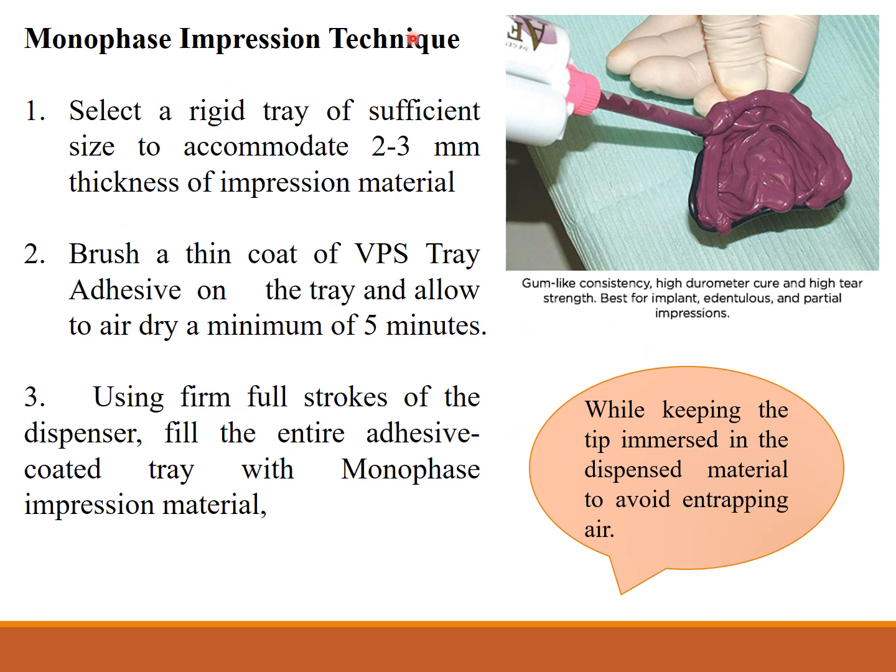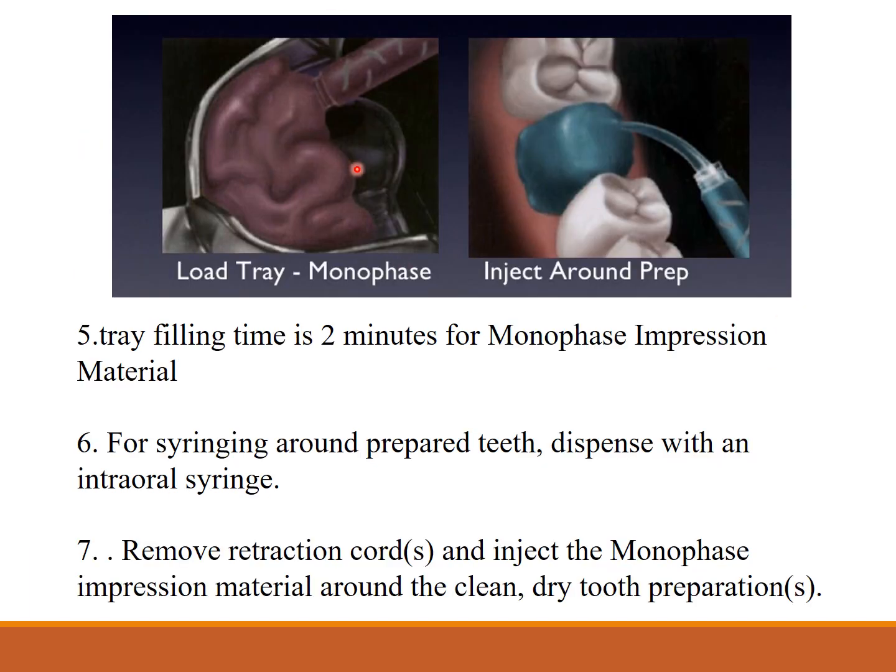Monophase impression technique: a rigid impression tray of size 2 to 3 thickness of an impression material is taken. We brush a thin layer of VPS tray adhesive on the tray and allow it to air dry for 5 minutes. Using a firm, full stroke of the dispenser, we fill the entire tray with the monophase impression material as seen. So we are loading the tray. Tray filling will take 2 minutes.